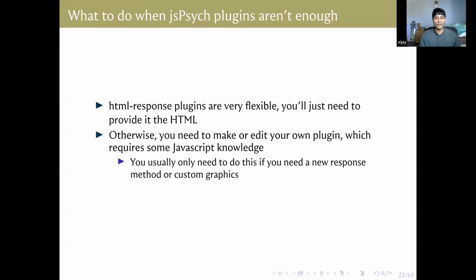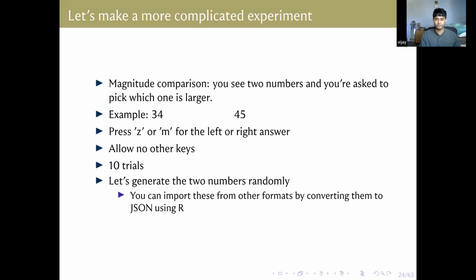So yeah, I want to now talk about making a magnitude comparison experiment since we have all the basics for jsPsych. So here's how we'll structure it. I want participants to see 2 numbers on the screen, and I want them to say which one is larger. So press the Z key if the one on the left is larger, and the M key if the one on the right is larger. So pretty standard magnitude comparison task.